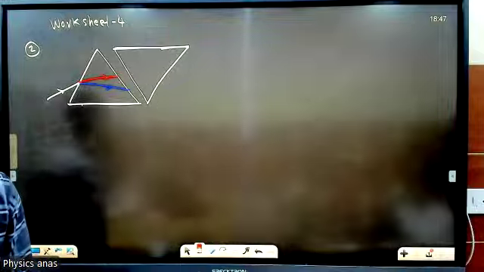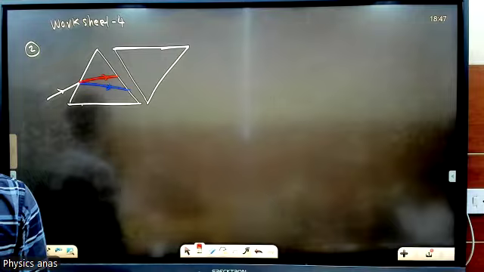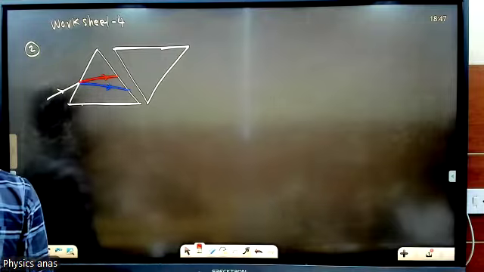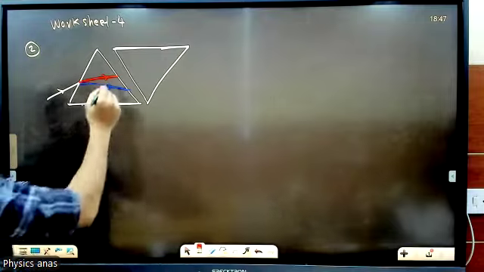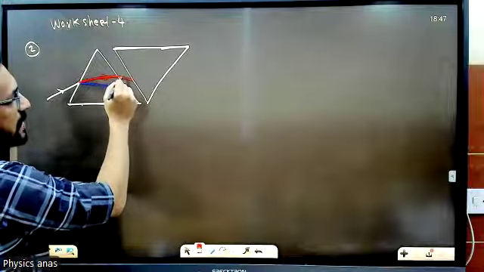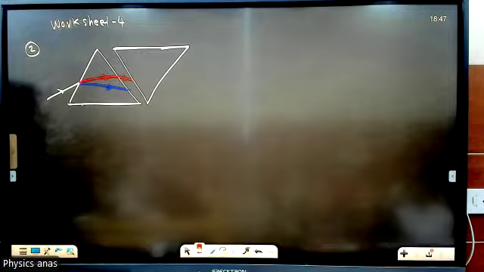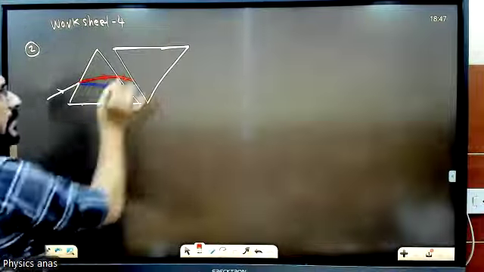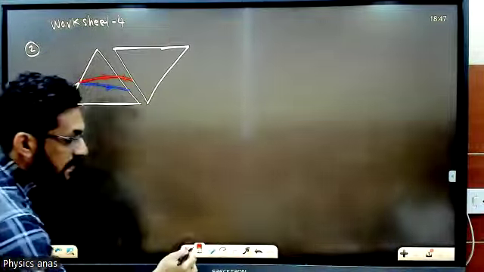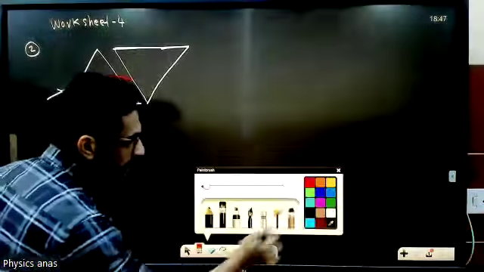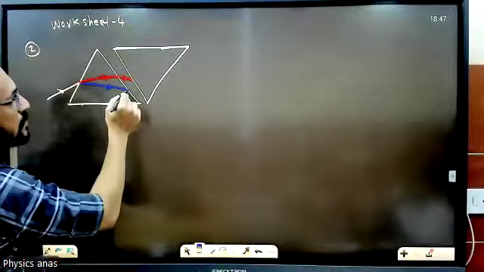Who has the least deviation? Red has the least deviation. So red will have the least deviation from the original path. This is the original path. Who has the most deviation? Yes, violet has the most deviation.